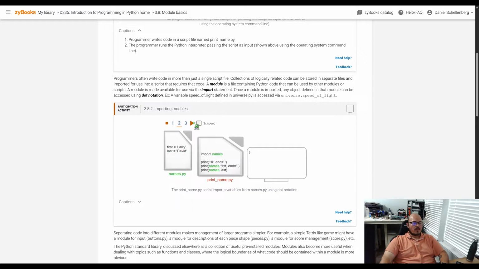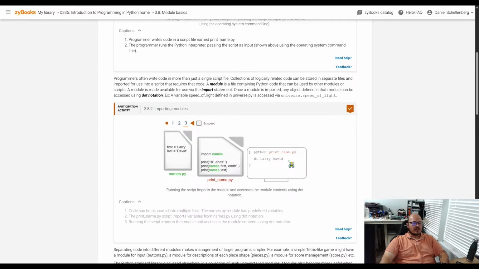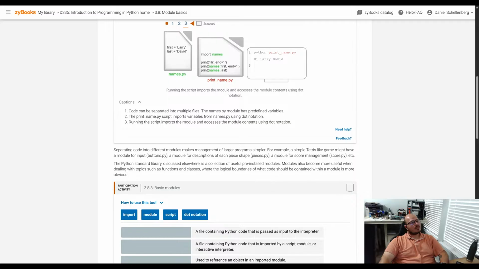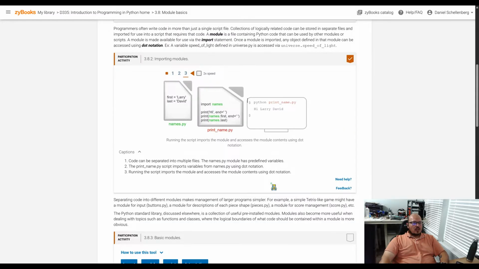Same thing with last. This end equals quotes here basically says that if you print these two without this end equals quotes here, it'll put these on two separate lines. It's pretty much saying I want this print line and this print line to be on the same line, and that's what it does here.